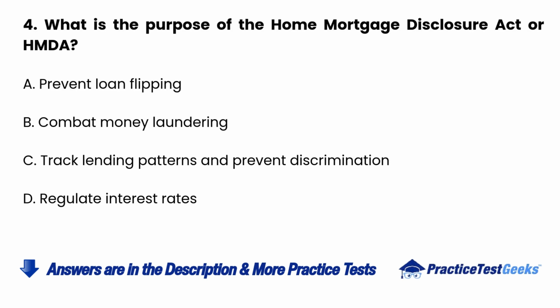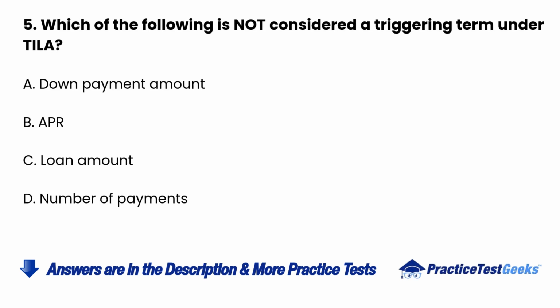4. What is the purpose of the Home Mortgage Disclosure Act or HMDA? A. Prevent loan flipping. B. Combat money laundering. C. Track lending patterns and prevent discrimination. D. Regulate interest rates.